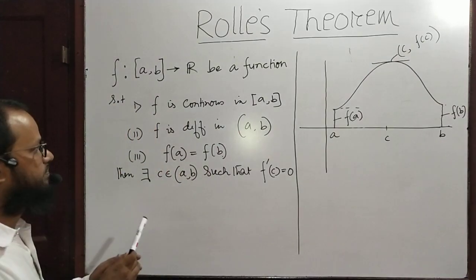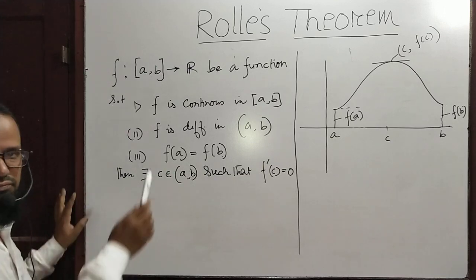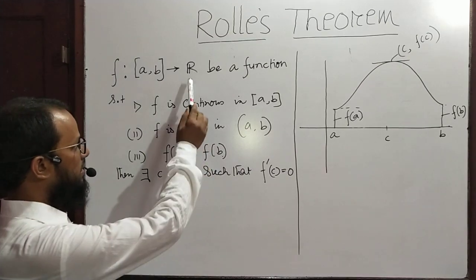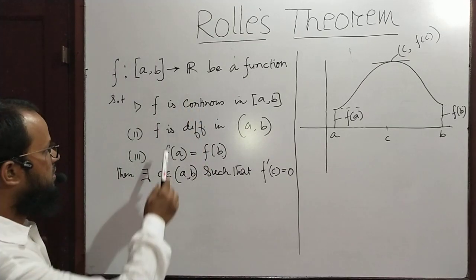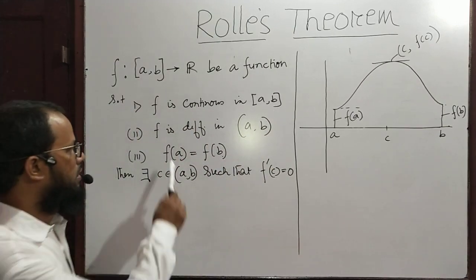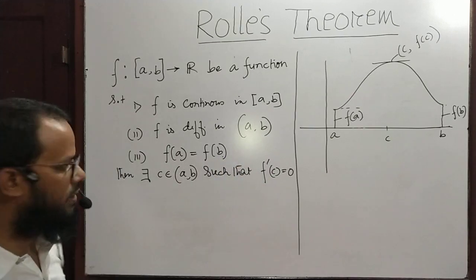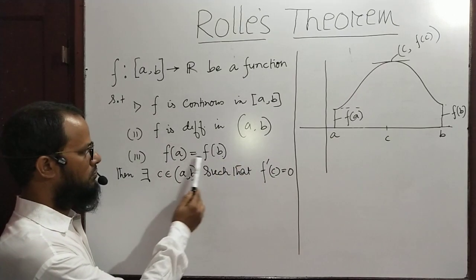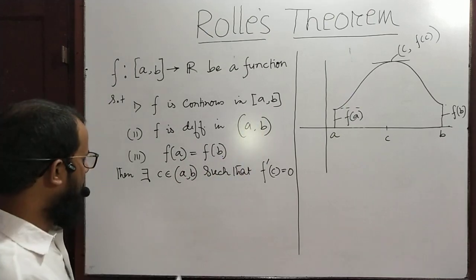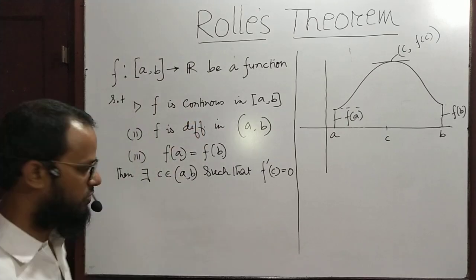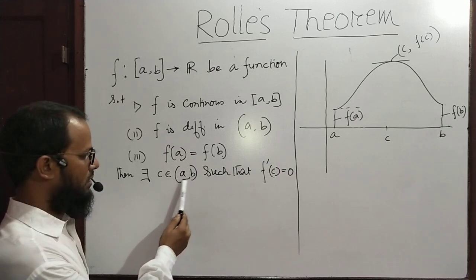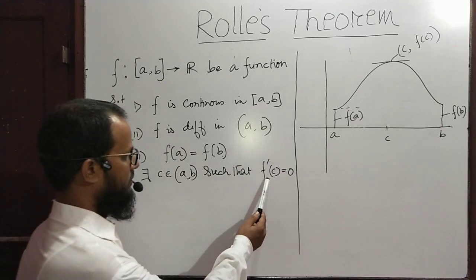Rolle's theorem says: if a function defined in a closed interval [a, b], a real valued function, satisfies the conditions that it is continuous in the closed interval, differentiable in the open interval (a, b), and the functional values at the end points are equal, then there exists a real number c in the open interval (a, b) such that f'(c) = 0.